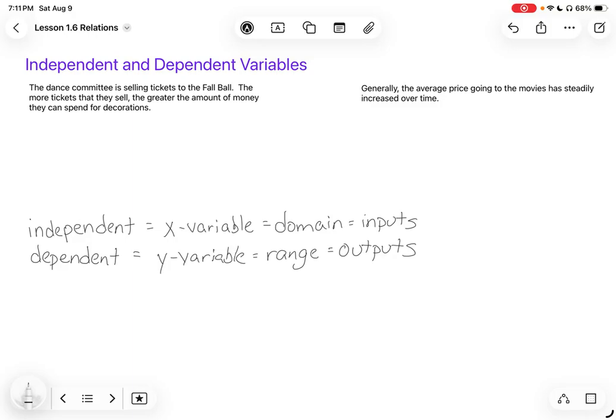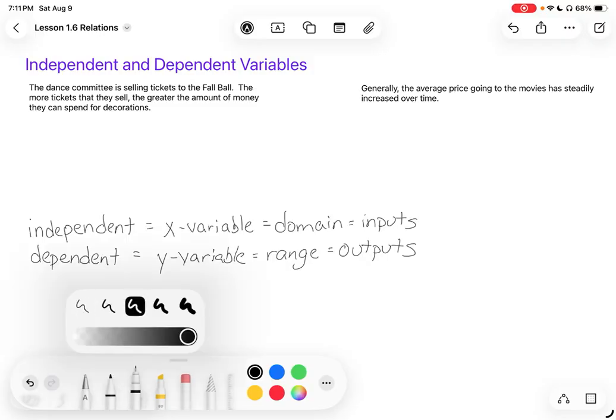And so whenever you're reading a problem, like these two that we have here, the thing that we want to find out is, first of all, what are the variables in the problem? And then after we figure out what the two variables are, which one of these variables depends on the other one? In other words, what variable tells us the value of the other one? So let's go ahead and read this first problem.